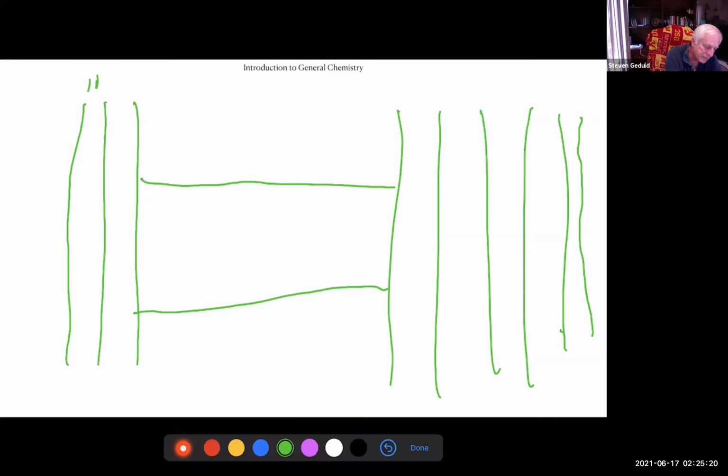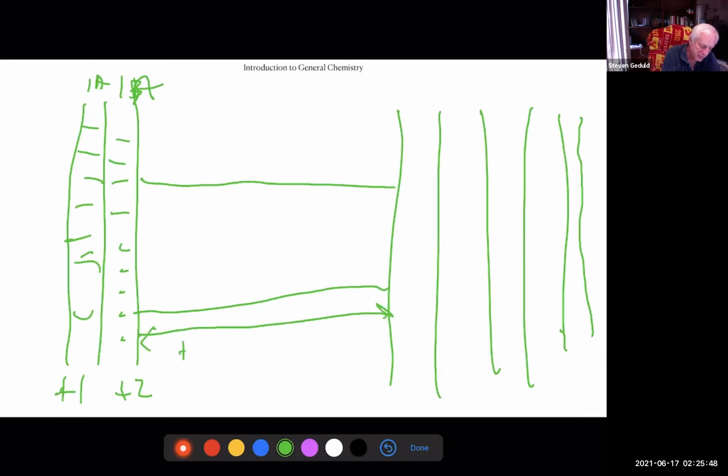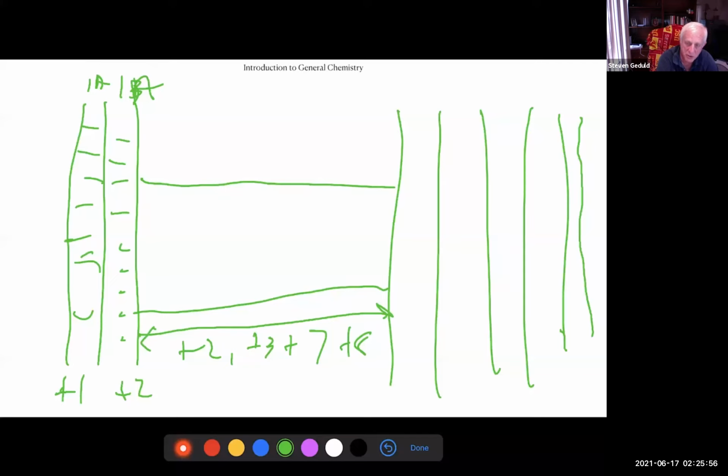This is 1A. This is 1B. This is 2A. How do they label it in your textbook? 1A, 2A. Okay. So every element in this column has a +1 charge. Every element in this column will have a +2 charge when it reacts. The transitional elements vary. They can be +2, +3, +7, +8. They can have different charges, and we'll distinguish those.